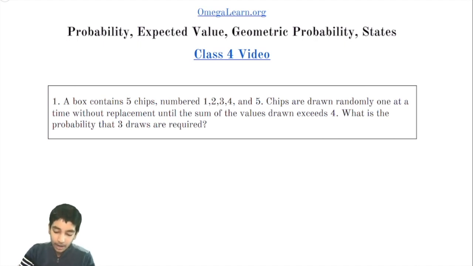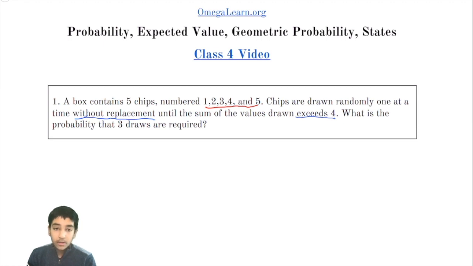A box contains 5 chips, numbered 1 through 5. Chips are drawn randomly one at a time without replacement. Remember, basically what this means is that you take one and then you put it to the side. You cannot redraw it. So all the numbers have to be distinct, basically, until the sum exceeds 4. So it has to be more than 4. What is the probability 3 draws are required?